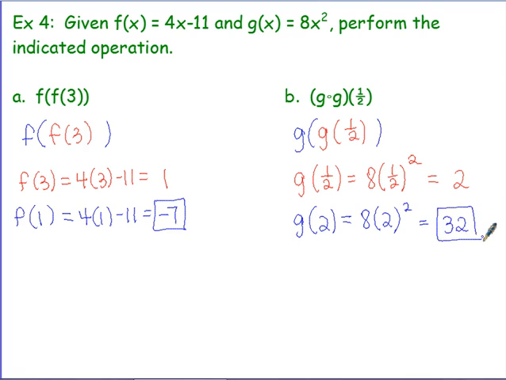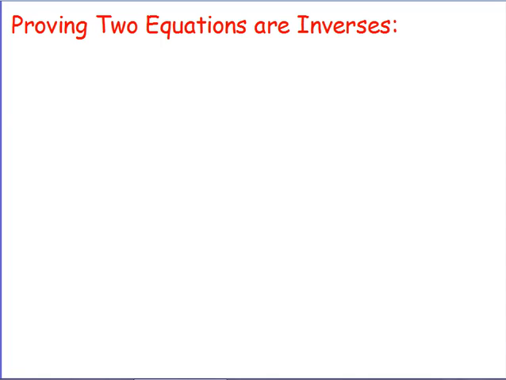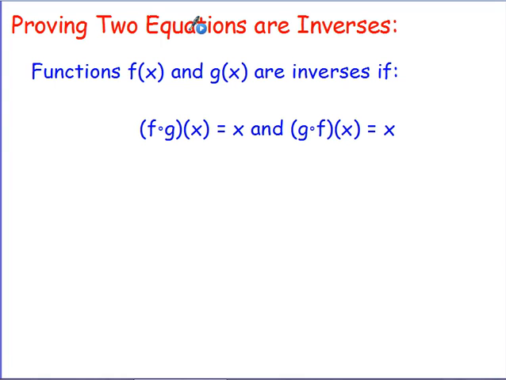So that's what a majority of your homework is, but we do have one last topic that we need to talk about. The last lesson we talked about inverses. Now, we can use the stuff we are learning today to prove two equations are inverses. And so let's write down a definition. Functions f of x and g of x are inverses if f of g of x equals x and g of f of x equals x.